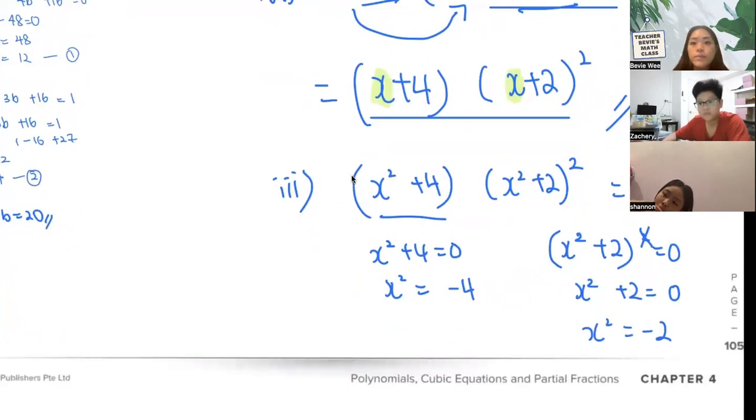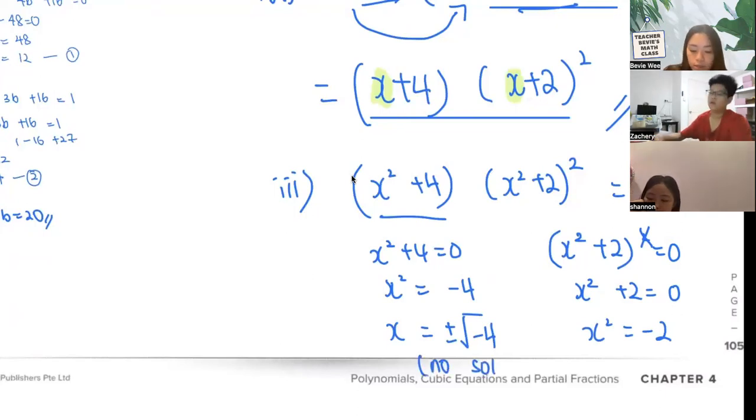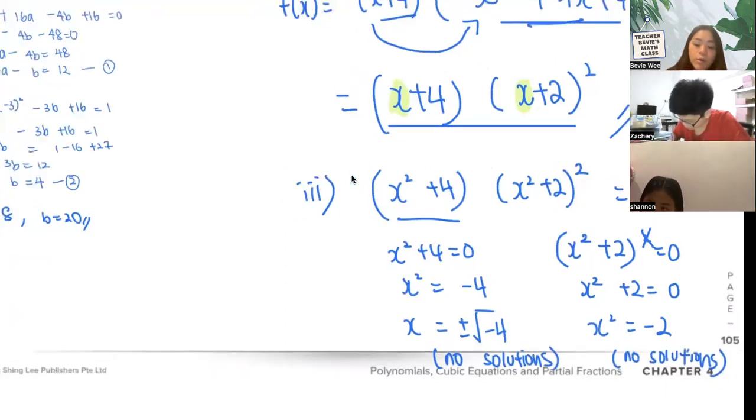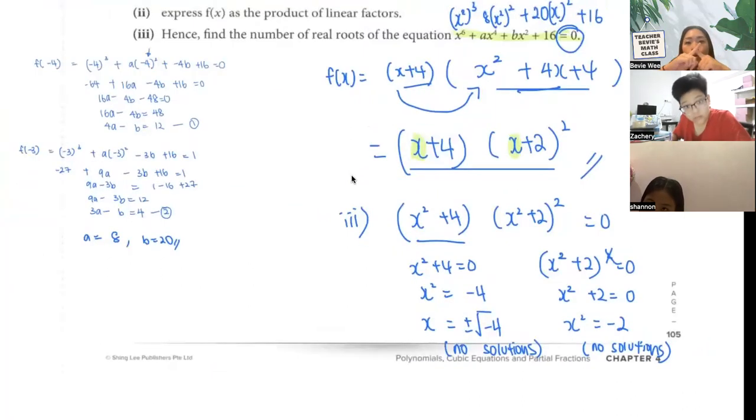Don't know? Press calculator. To remove the square, I will take plus minus square root of minus 4. Can I ever square root a negative 4 value? Nope, you can't, so there is no solution. So no solutions here. The other side also has no solutions. So is there any real root for this entire equation? No real roots.